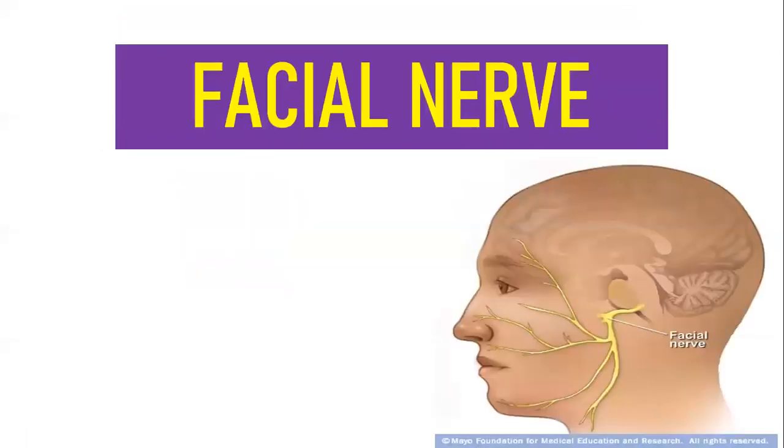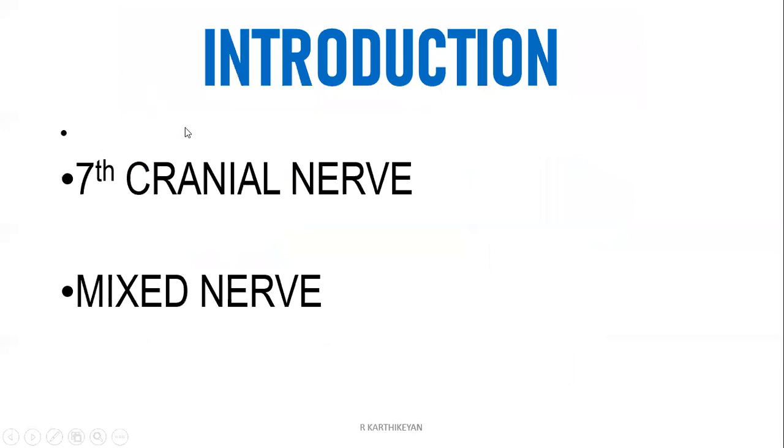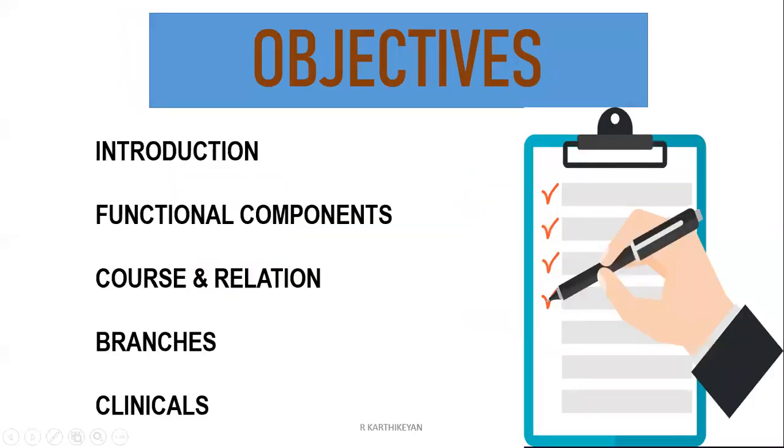Now we will move on to the most important essay question, that is on facial nerve. If a cranial nerve is asked as an essay, most probably facial nerve is a possible question. How are you supposed to present? What is the protocol? You should give an introduction. As I always say, any question you should give a small introduction. Here you should talk about functional components, as we were discussing so far. You should mention what are the functional components present in this particular cranial nerve. Then its course and relations, branches, and then clinicals.